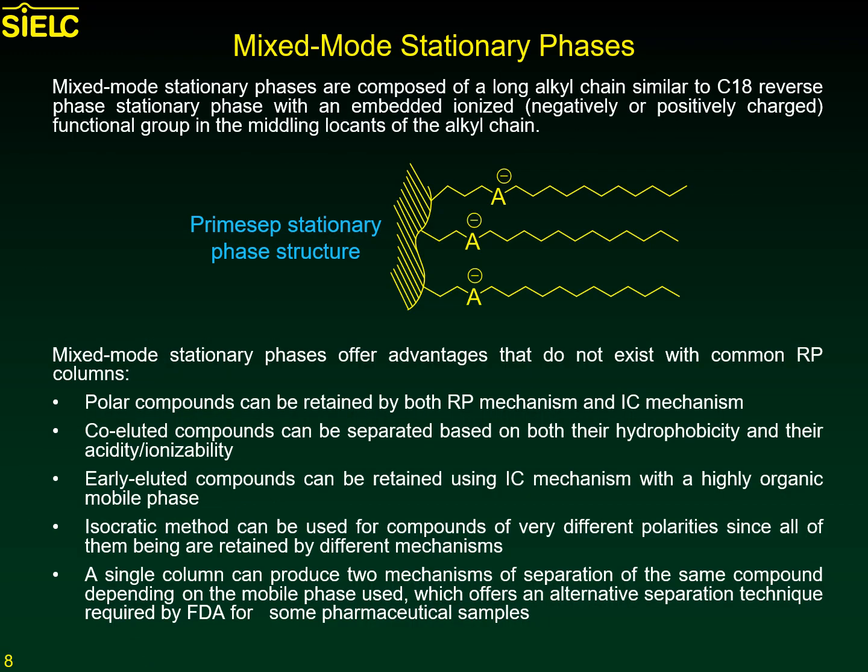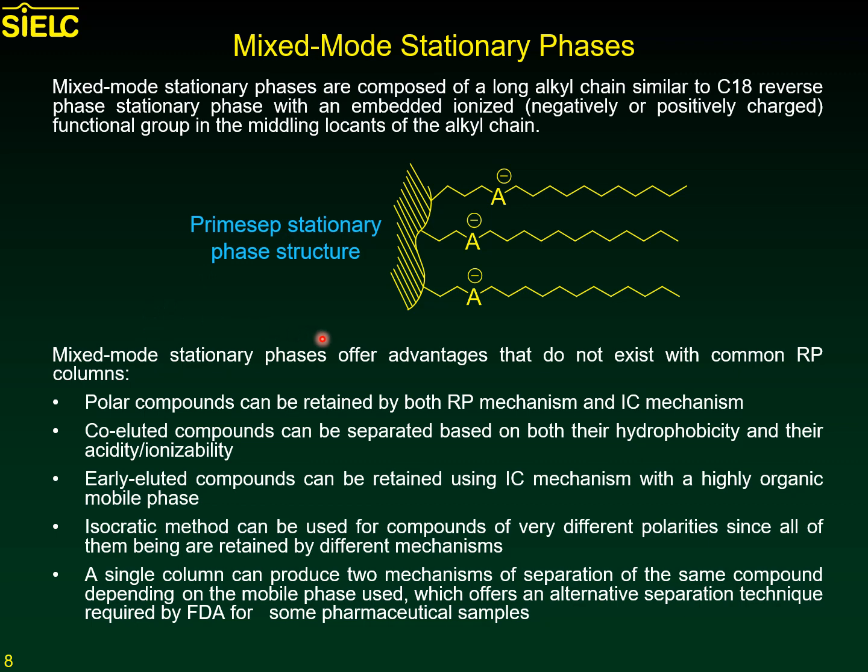And the limitations, as covered on the previous slide, are why there is a necessity for a technology such as mixed-mode stationary phases. Mixed-mode stationary phases are composed of long alkyl chains that are similar to a C18 reverse phase column. However, they differ in that there is an embedded ionized group that can either be negatively or positively charged, located in the middle of the alkyl chain itself.